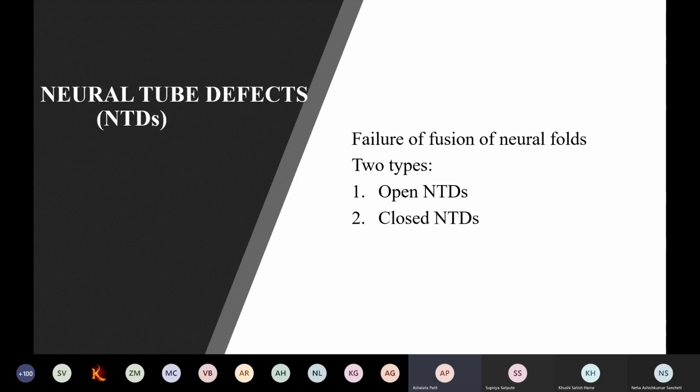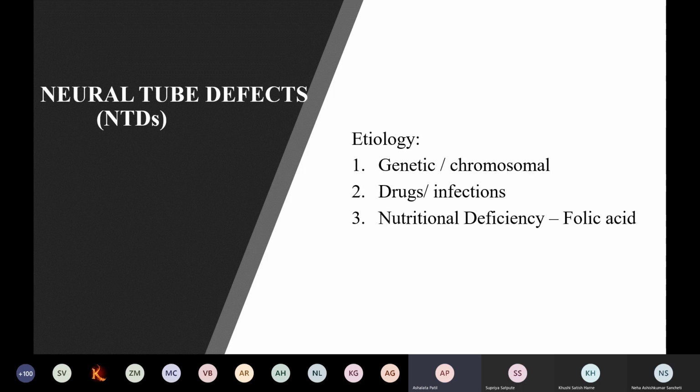So what are the neural tube defects? Failure of fusion of the neural folds leads to various defects. There are 2 types: open neural tube defects, where the nervous tissue is exposed to the exterior, and closed neural tube defects, where the nervous tissue is not exposed and is covered with skin.